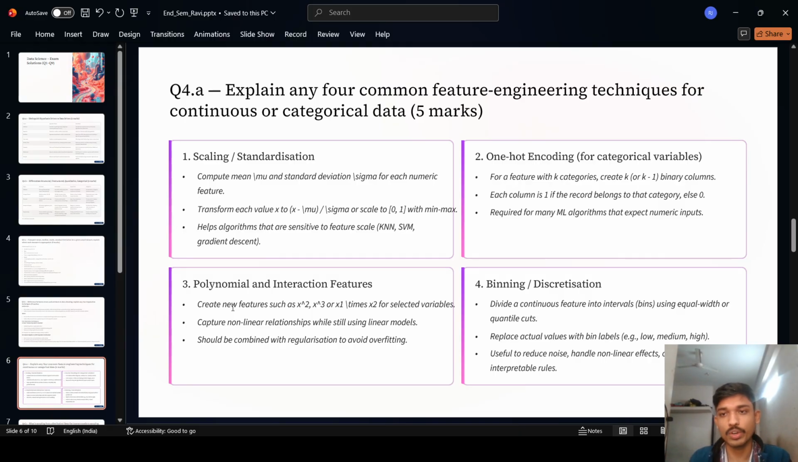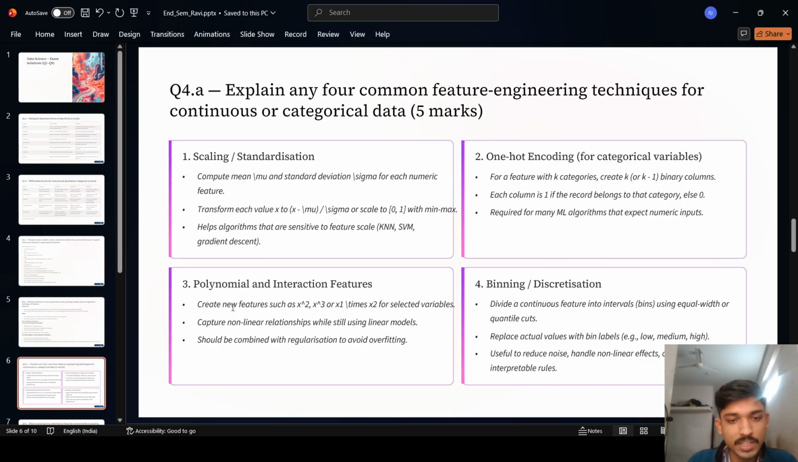The second one is one hot encoding. It is used for categorical variables, in which for a feature with k categories, we create k or k minus 1 binary columns. Each column is 1 if the record belongs to that category, otherwise it will be 0. Required by many machine learning algorithms that expect numeric inputs. The third one is polynomial or interaction features, in which we create new features in the form of polynomials like x square, x cube, x to the power 2, for selected variables.